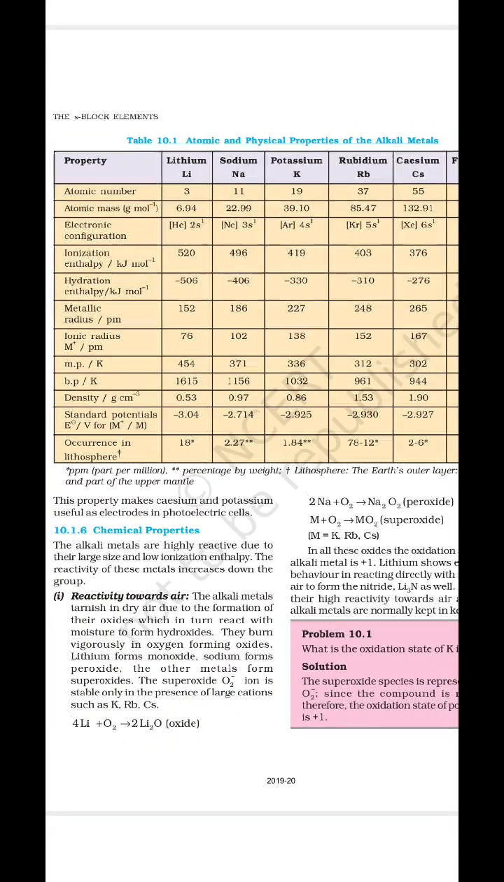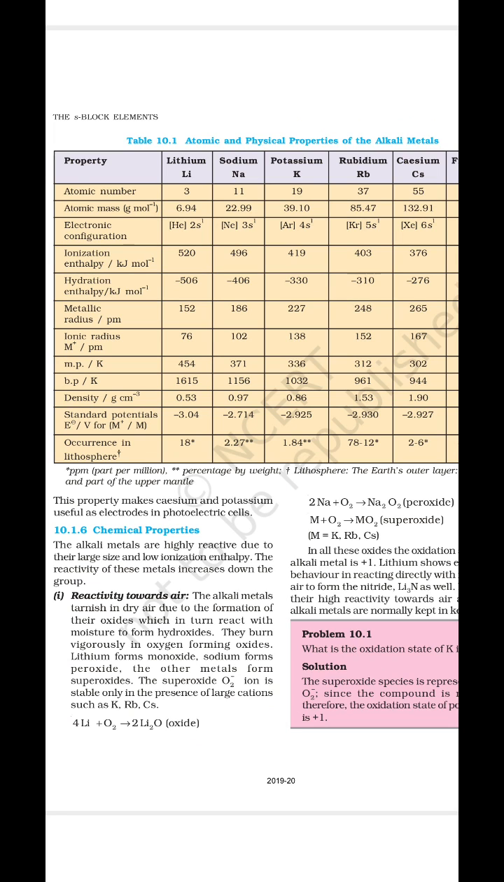Lithium forms only monoxide. Now this is a very important question: the alkali metal reacts with air to form oxides, and the reactivity toward oxygen increases as we move down the group. Listen very carefully. Reactivity toward oxygen further increases as we move down the group. See, the first element is lithium. Lithium reacts with air to form simple lithium oxide. Lithium valency is 1, oxygen valency is 2. Lithium plus O2 gives Li2O, that is called lithium oxide.